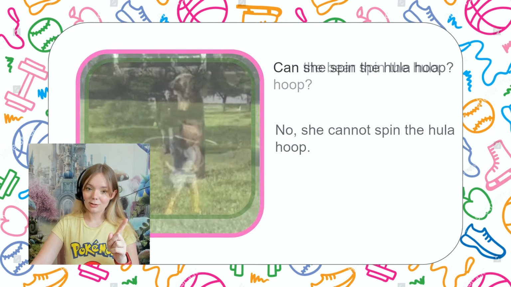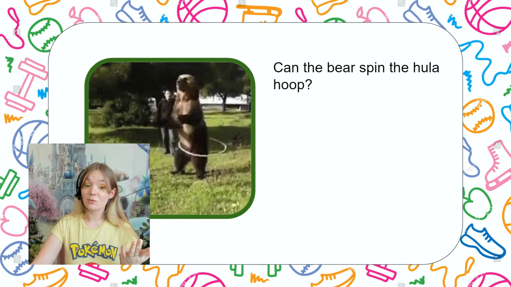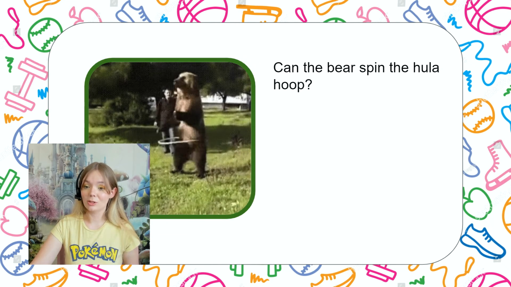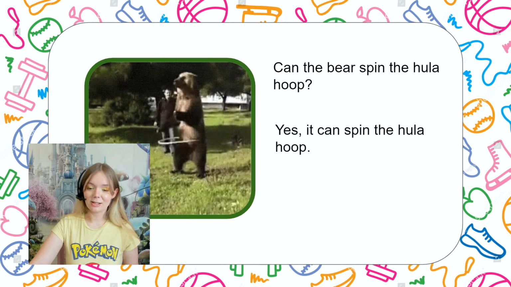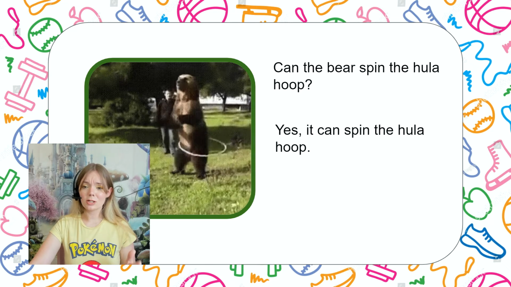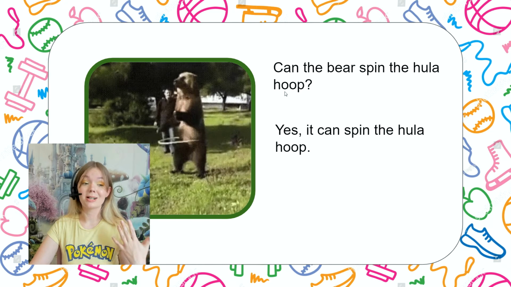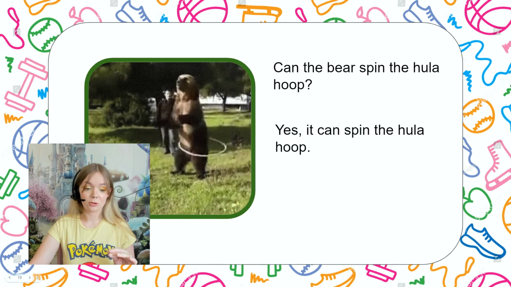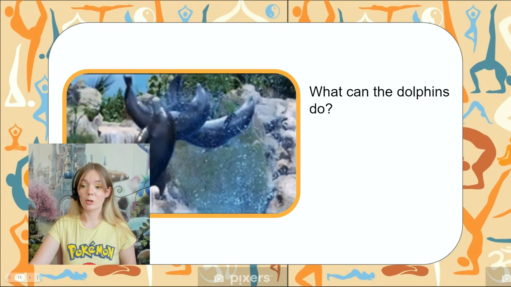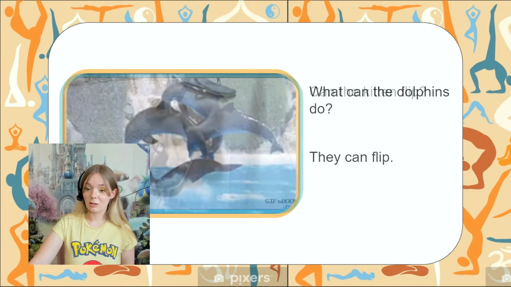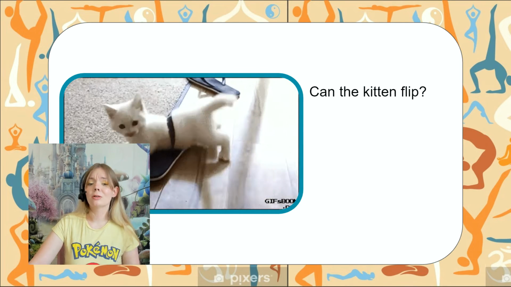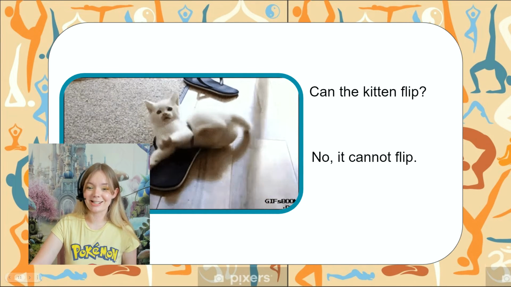Then the next one fades in. There's 2 things on one slide. Can the bear spin the hula hoop? Yes, it can. Same thing, super easy, and it looks very clean, very professional. Same thing with this one. What can the dolphins do? They can flip. Can this kitten flip? No, it cannot.